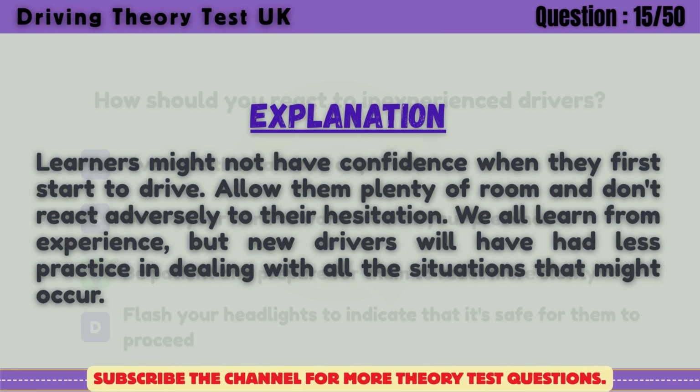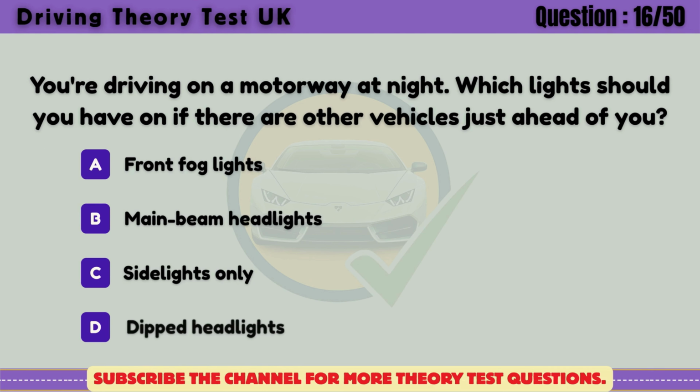Question 16. You're driving on a motorway at night. Which light should you have on if there are other vehicles just ahead of you? Option A. Front fog lights. B. Main beam headlights. C. Side lights only. D. Dipped headlights.